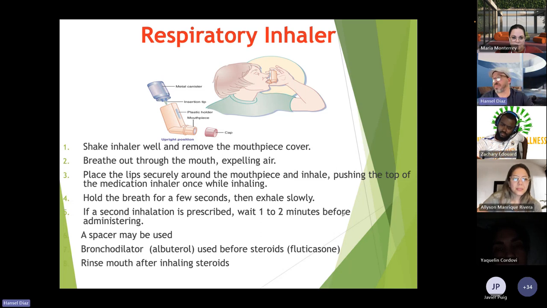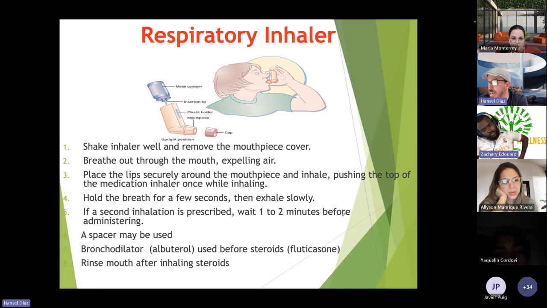The inhaler, check the inhaler. Remove the mouthpiece. Breathe out. Put it in the mouth. Place the lips securely on top of it. Push it and inhale. Hold the breath for a few seconds, 2 seconds, 3 seconds, and then breathe out slowly. If you need it again, wait a couple of minutes, or a minute.